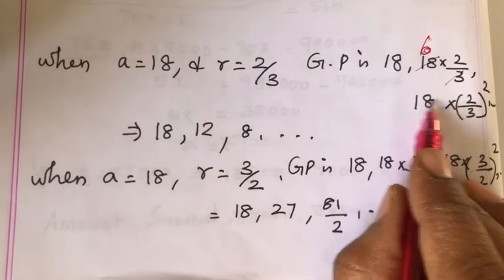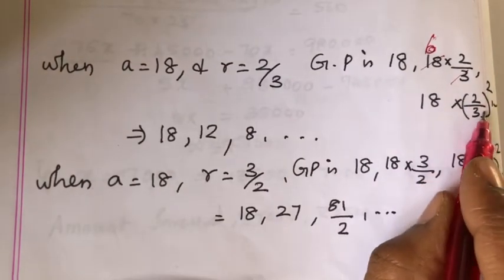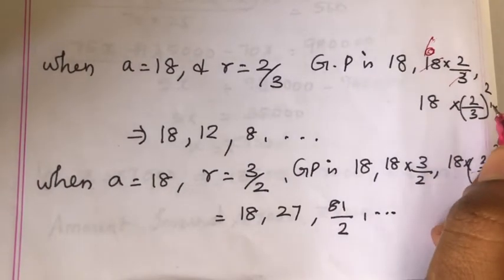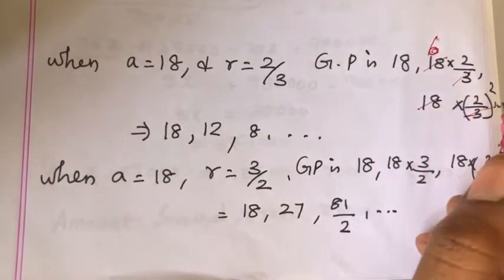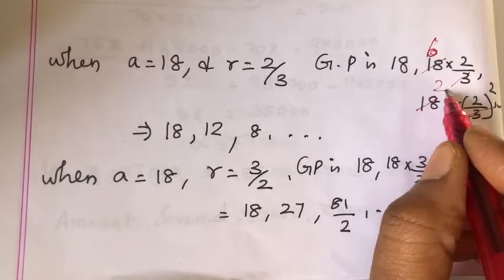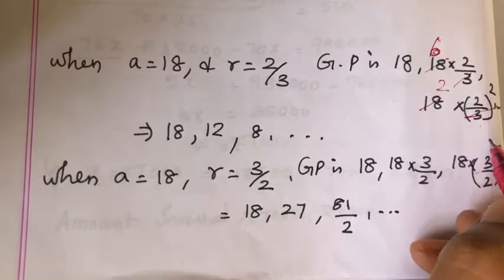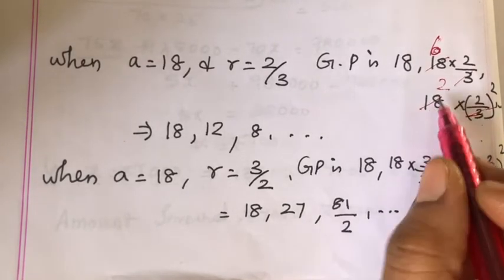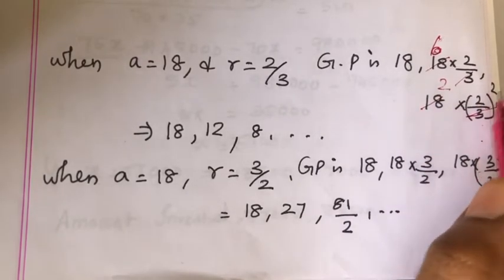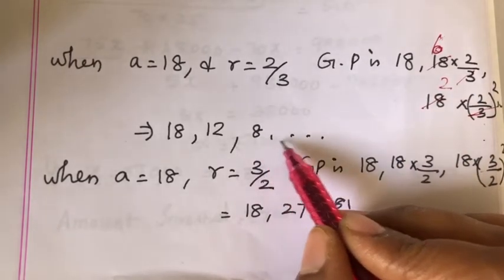And here 18 into 2 square by 3 square, that is 4 by 9. So 3 square is 9. So 1 9 is 9. 2 9s are 18. So 2 into 2 square is 4. 4 2s are 8, etc.